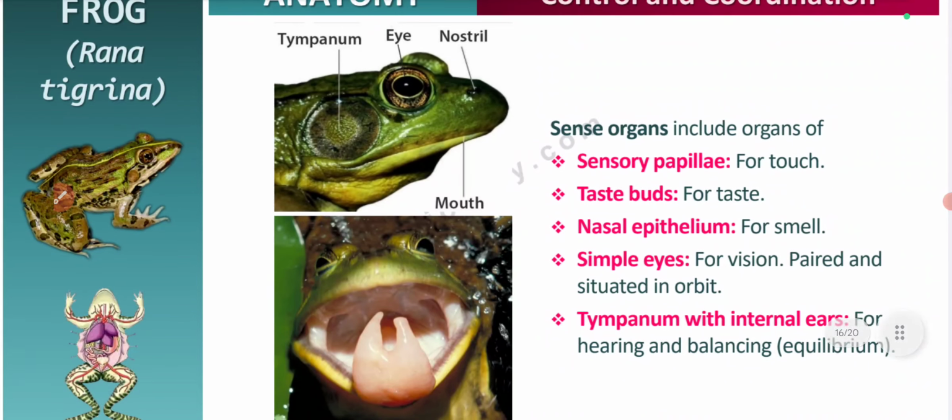Coming to sense organs, they include sensory papillae for touch, taste buds for taste, nasal epithelium for smell, simple eye for vision, paired and situated in orbit, tympanum with internal ear for hearing and balancing, equilibrium.